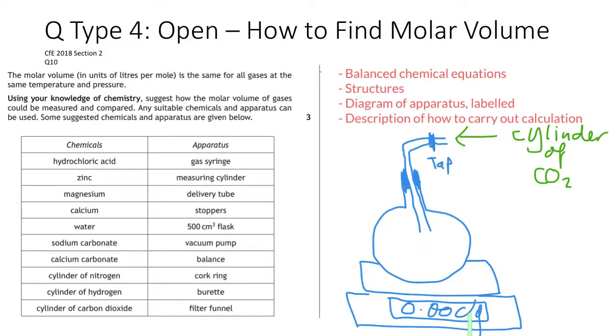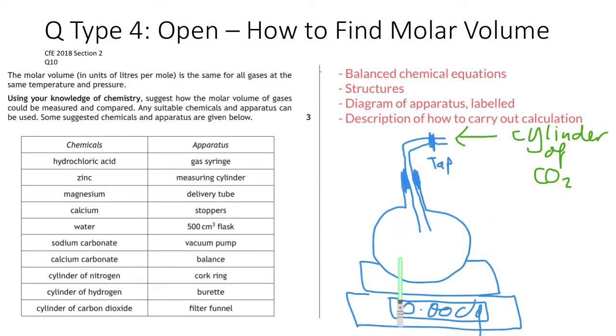So you've weighed the flask when you've used a vacuum pump to empty it. You then weigh the flask when it's filled with the gas. And you see the difference in mass. You know the volume of flask. You now know the mass of gas. You can convert the mass to moles. So you're linking the moles to the mass of gas.